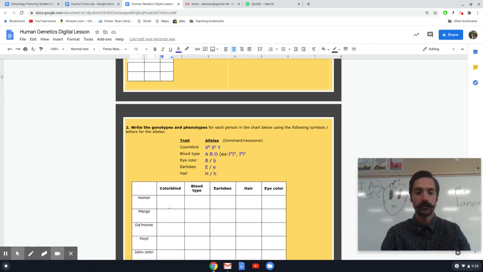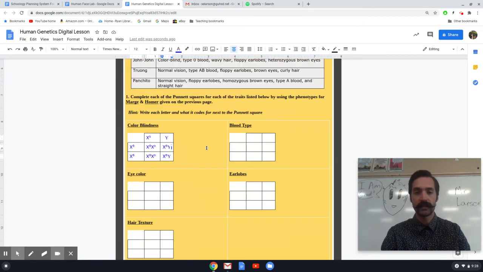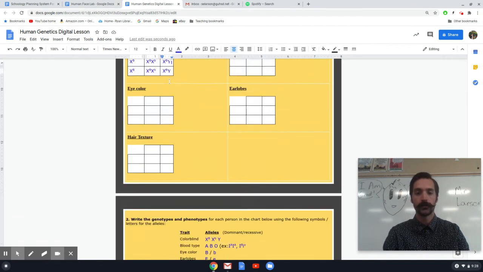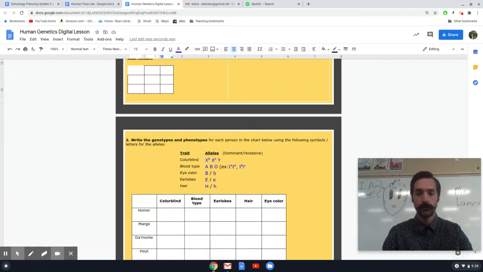Since Homer is colorblind, as it says here in this table, you're going to use the colorblind traits. So you're going to copy the X-linked chromosome with the recessive allele. And then, of course, he needs that Y chromosome because he is a male, since it is a sex-linked trait. So then he's colorblind.